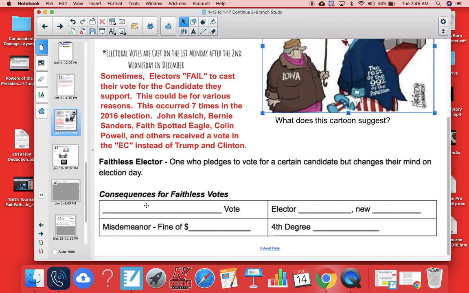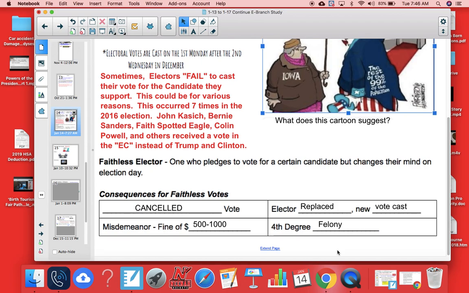So here are some of the consequences I found in research. Number 1, the vote can be canceled outright. 2, the elector can be replaced and a new vote cast. This is very common. This is typically what does happen. In some states, there is a misdemeanor. A fine of $500 to $1,000 is given. And then it could also be a 4th degree felony. Remember, felonies stay on your permanent record.